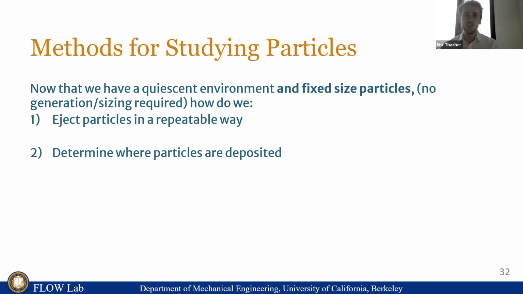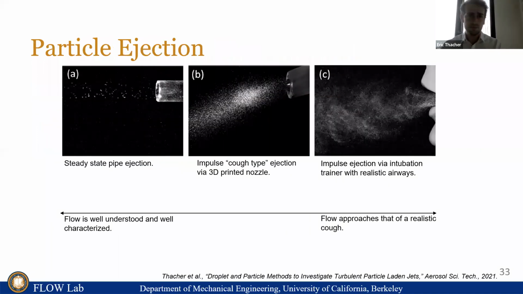Now that we have a quiescent environment that I showed previously, the walk-in freezer, and we have fixed size particles, there's no evaporation, which is great. How do we eject particles in a repeatable way? How do we determine where they're deposited? We need a totally different set of methods for studying this, but it's very important for developing validation studies.